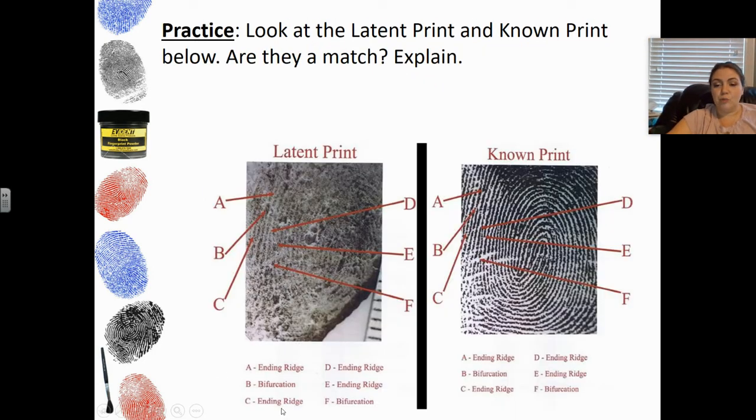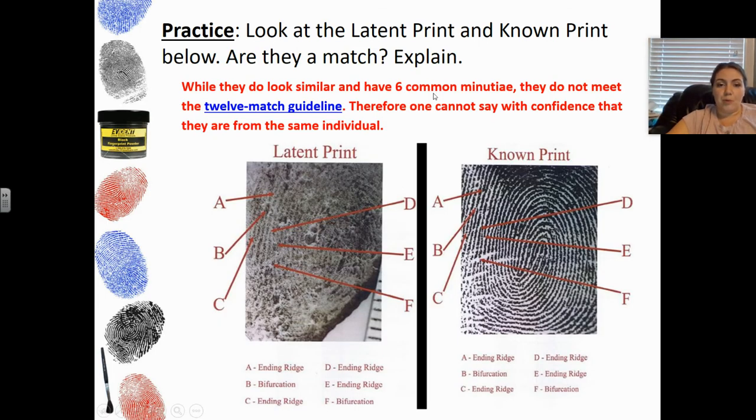And here we go. Last little practice to look at. So you remember you have the 12 match guideline. You have to find at least 12 matching points. If you don't find 12, then we can't say it's an actual match in court. You could say it had so many matches, but you can't say for sure this is the person unless you have 12 matches. So it's just seeing exactly those same points, finding those exact same points in the print. And as you can tell, this print is very blurry. I probably can't find 12 matches.